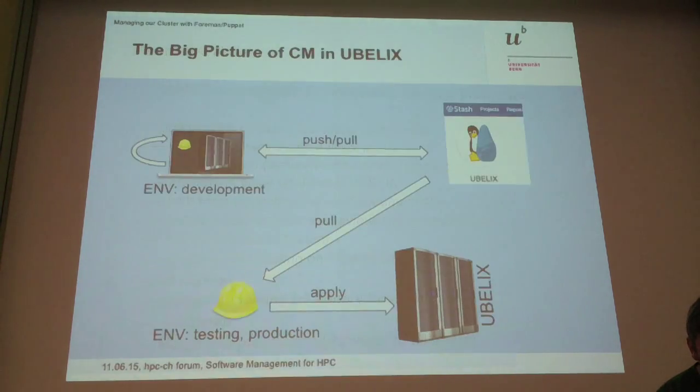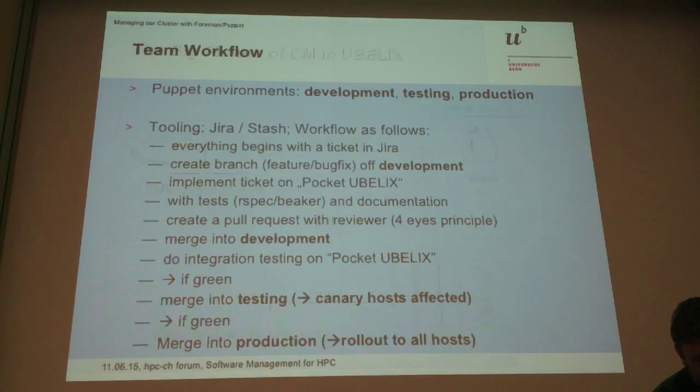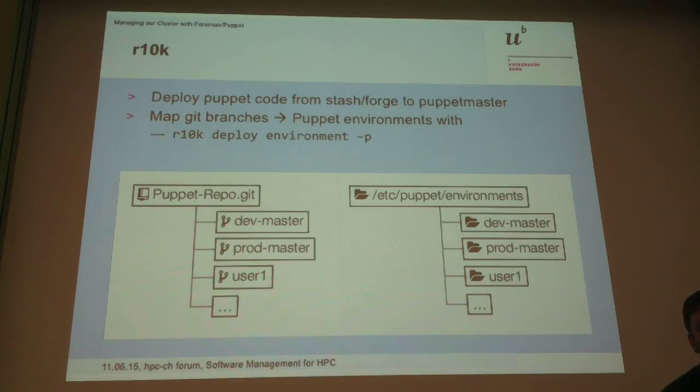So the question is, going back to the big picture, how are those Git repositories deployed to the Foreman, to the Puppet master, respectively? We are using R10K. That, meanwhile, is a standard way to do that. It's endorsed by Puppet meanwhile. The point is, every Git branch becomes an environment. So in our Puppet repository, the Puppet env we call it, we have 3 branches that are always present: development, testing, production.